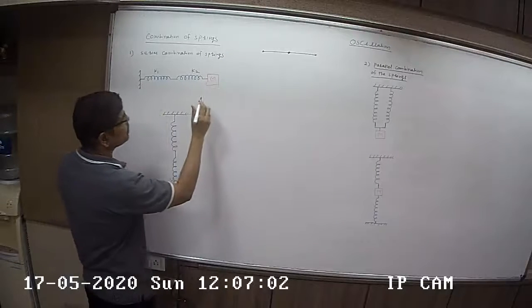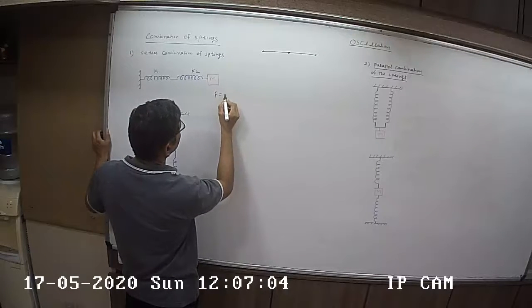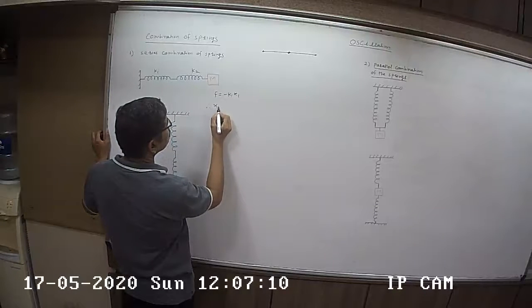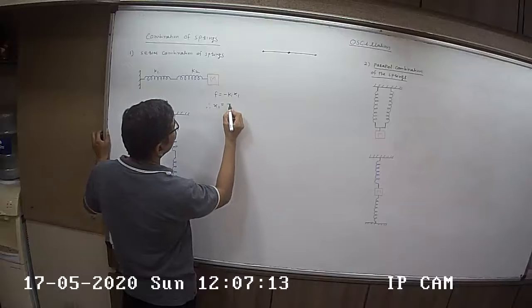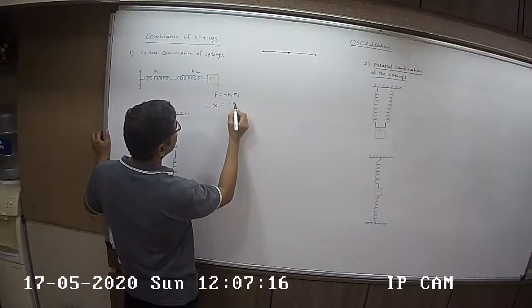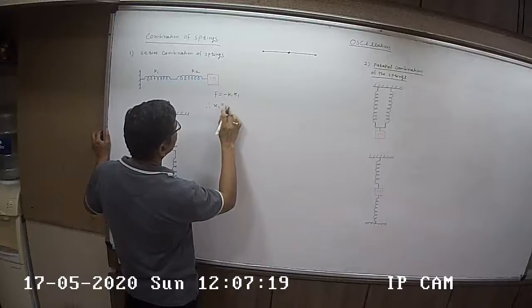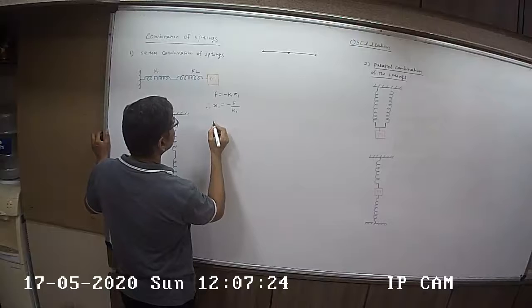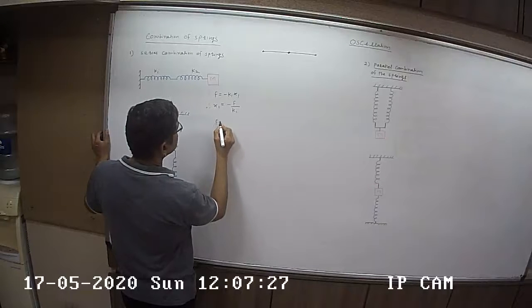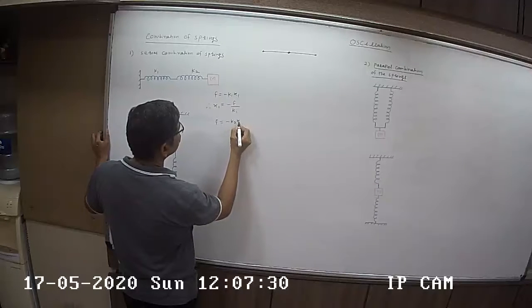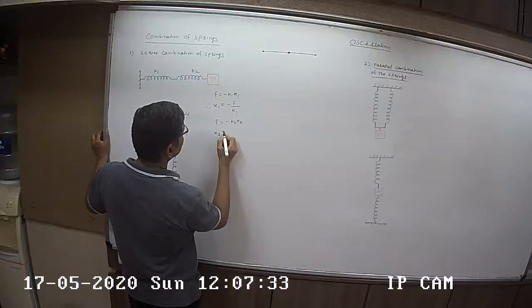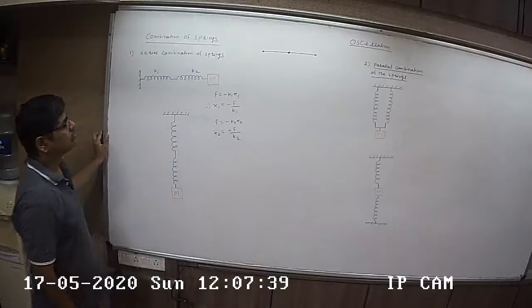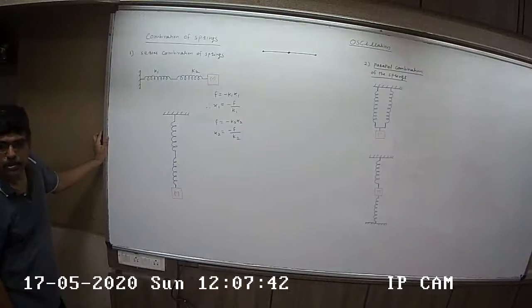Now look here. Say the force applied when I stretch it is F. So for this spring, you can write F is equal to minus K1 x1, which gives you x1 is equal to minus F upon K1. Similarly, for the second one, since F is the same, F is equal to minus K2 x2. Therefore x2 is equal to minus F upon K2. Agree with me?